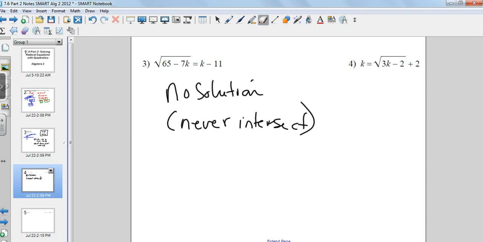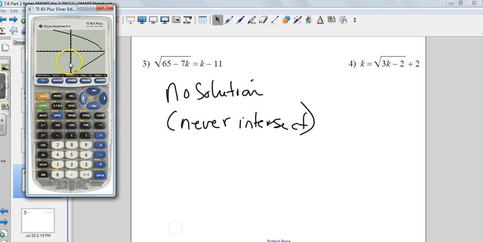Okay, the next problem, we're going to type the left-hand side into y1, which is just x in our case. And then the right-hand side, we're going to type the square root of 3x minus 2. Now here you have to make sure to close the parentheses so you stop the square root, because that plus 2 is outside of the radical.